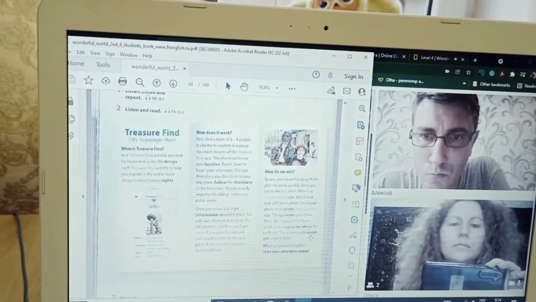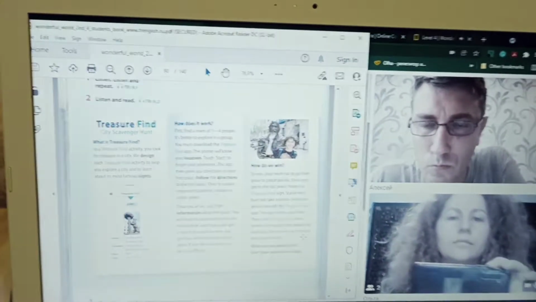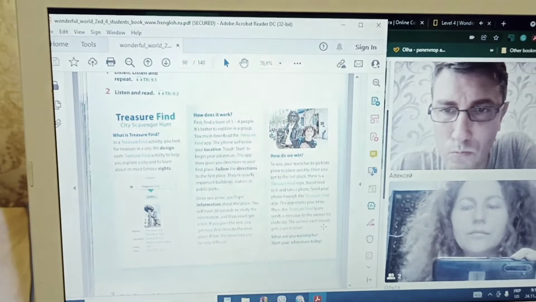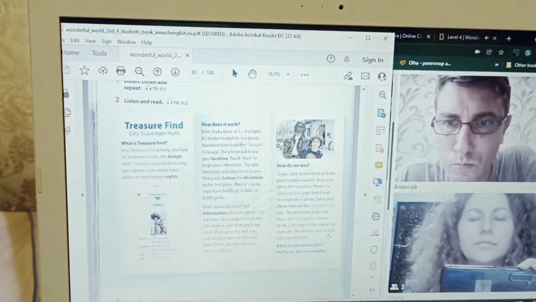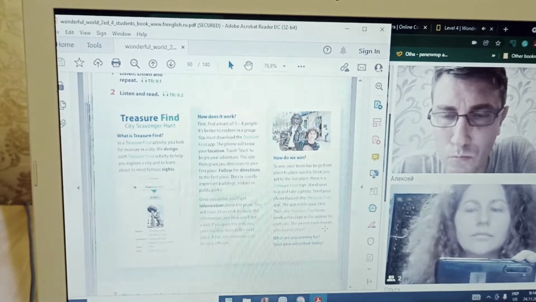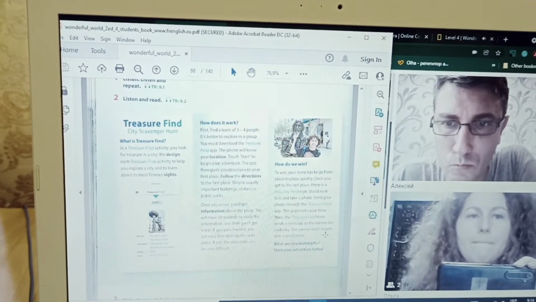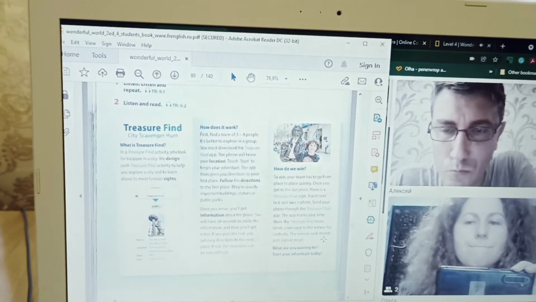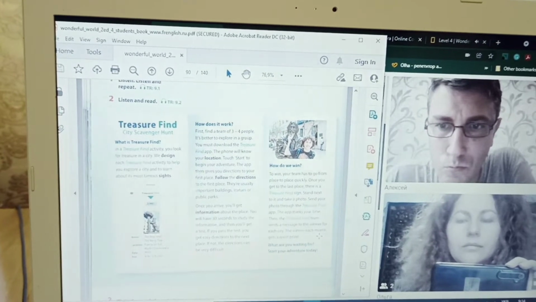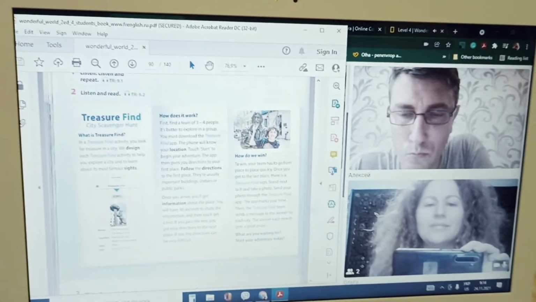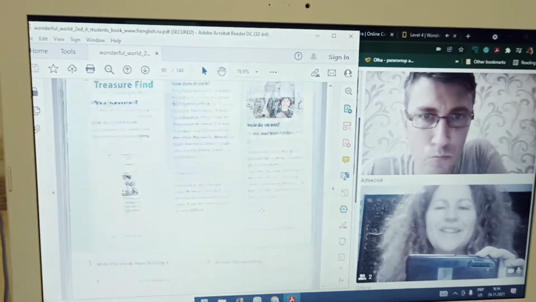How do we win? To win, your team has to go from place to place quickly. Once you get to the last place, there is a treasure find sign. Stand next to it and take a photo. Send your photo through the treasure find app. The app marks your time. Then the treasure find team sends a message to the winner for each city. The winner each month gets a great prize. What are you waiting for? Start your adventure today.